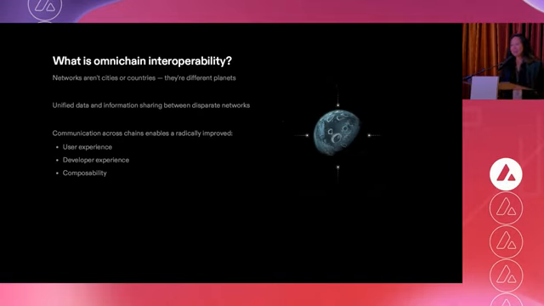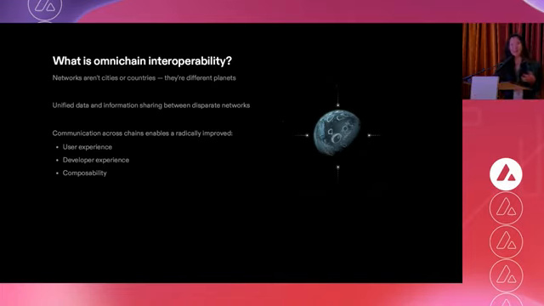So what is omni-chain interoperability? I'm sure you guys have all heard the phrase multi-chain, omni-chain, chain agnostic, cross-chain. What are the differences between all of these? The key idea with interoperability is sharing data and information between disparate networks. And so you hear analogies about different blockchains as being like different cities or different countries. But in reality, a more accurate analogy would be that different chains are like different planets.